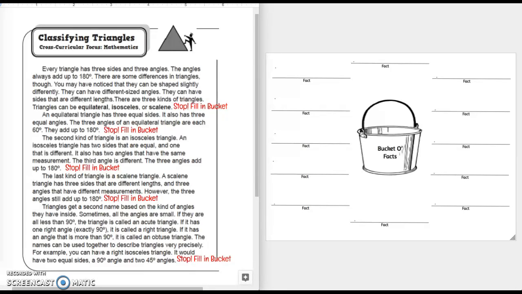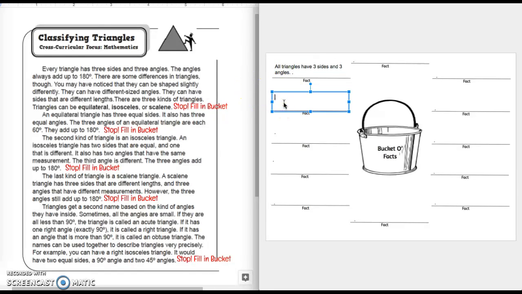You'll see that it says stop and fill in the bucket, so we're going to go over to our graphic organizer and we are going to fill in our bucket of facts that we've learned. We learned that all triangles have 3 sides and 3 angles. So we're going to add that to our graphic organizer. All triangles have 3 sides and 3 angles. What else did we learn in that paragraph? We learned that all of the angles add up to 180 degrees.